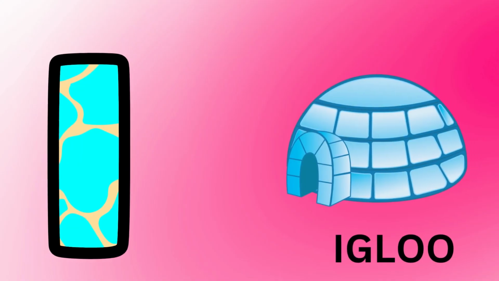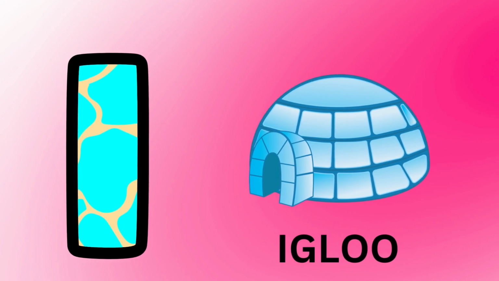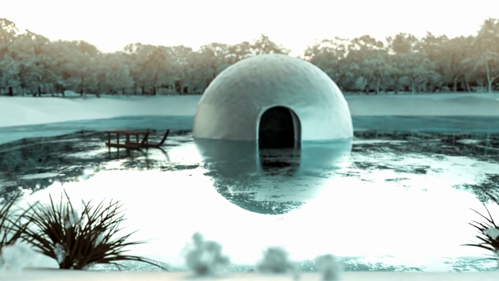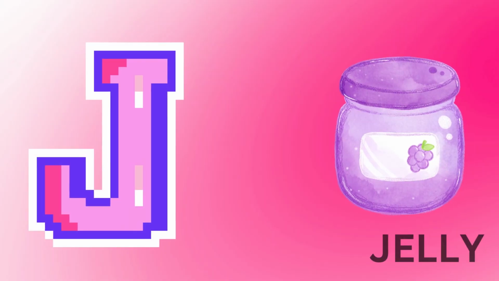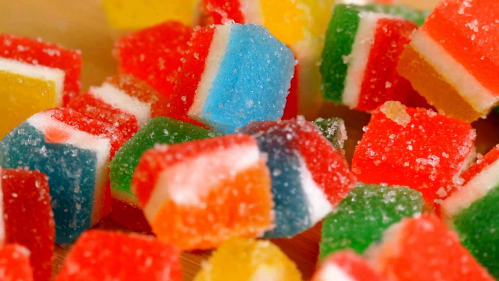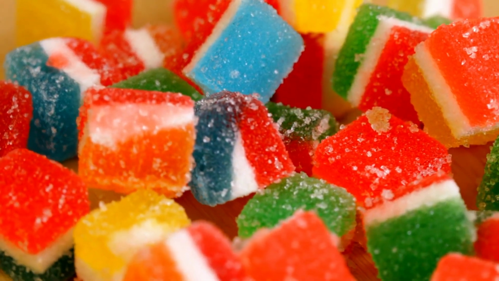I is for igloo, I, I, igloo, I, I, igloo, I, igloo. J is for jelly, J, J, jelly, J, J, jelly, J, jelly.